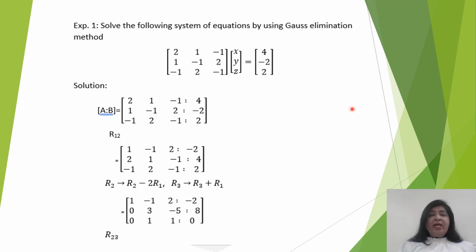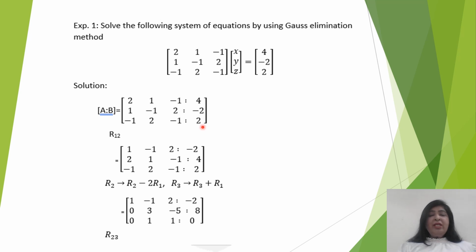Now let us take up one example. Solve the system of equations by using the Gauss elimination method. So a third order matrix is given to us: 2 1 minus 1, 1 minus 1 2, minus 1 2 minus 1. X, Y, Z are unknowns and 4, minus 2, 2 are constants. So first of all, we will write the augmented matrix. The entries of the augmented matrix are these.